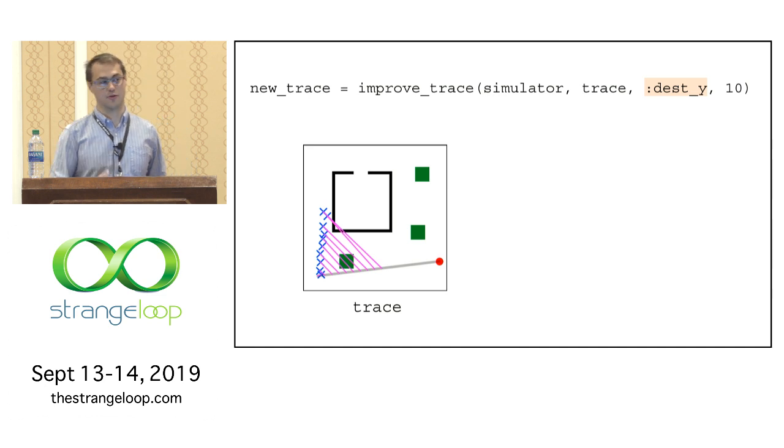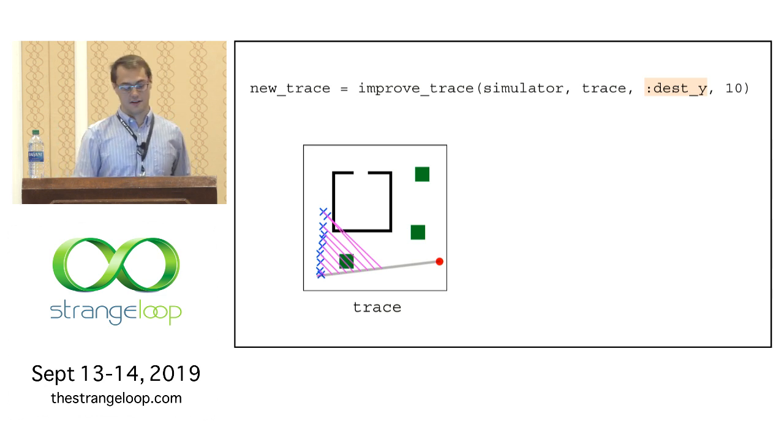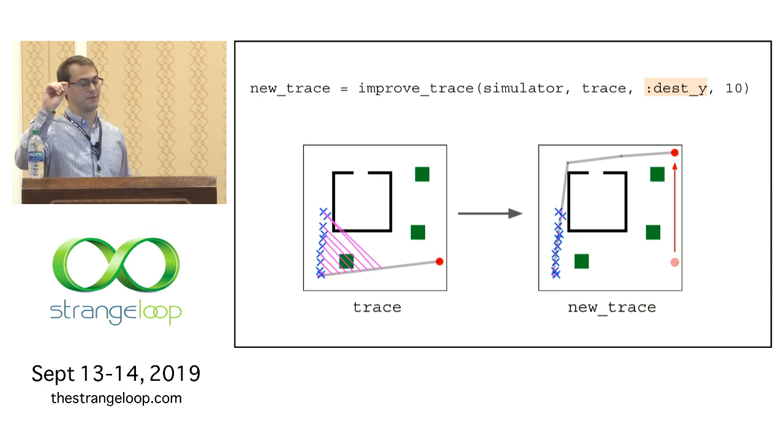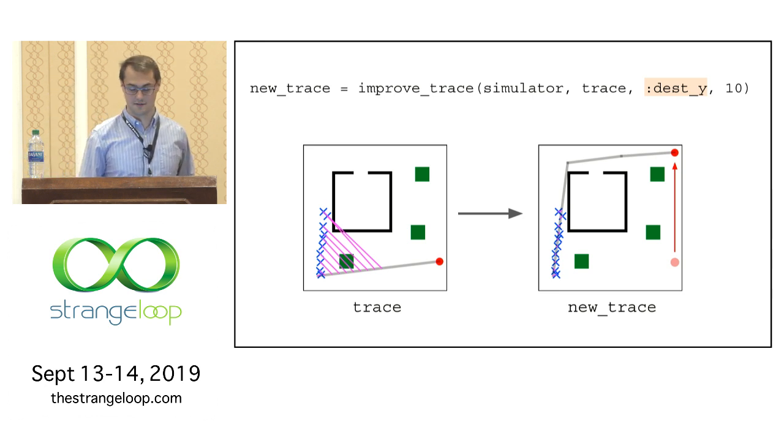Now, here's another example. Suppose we started with this trace here, where the person's route is going to the right. If we ran improve on the y-coordinate, we would be able to move this up and get an area in the upper right, which makes a lot more sense.